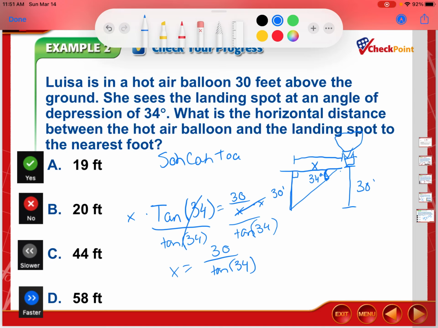And we do a little solve in the old calculator. 30 divided by tan 34 equals 44.4768296, or 44 for those of you rounding at home. All right?